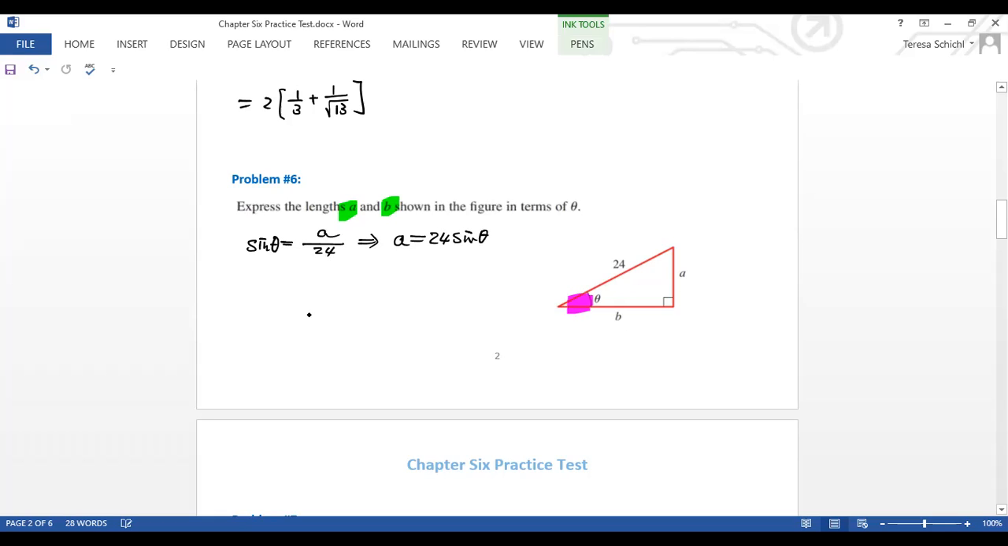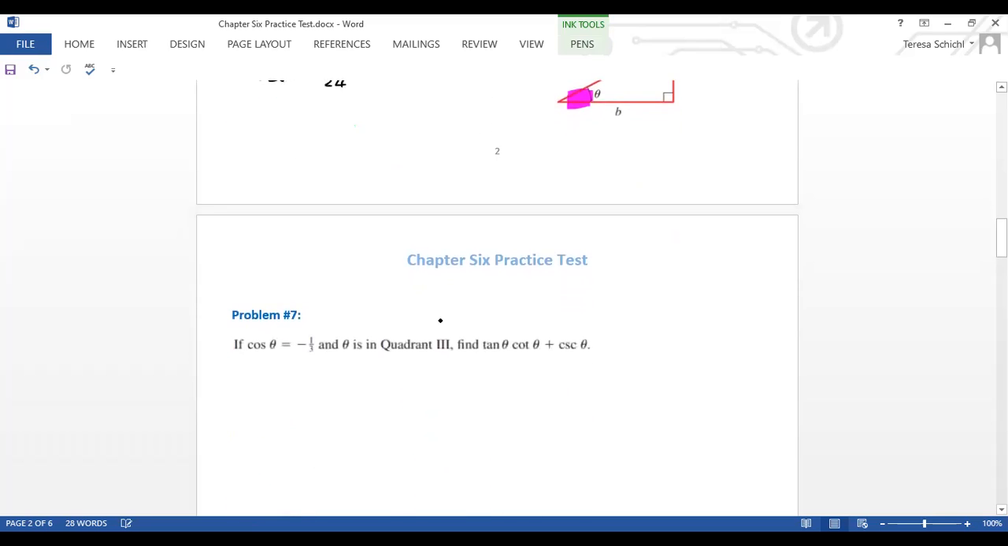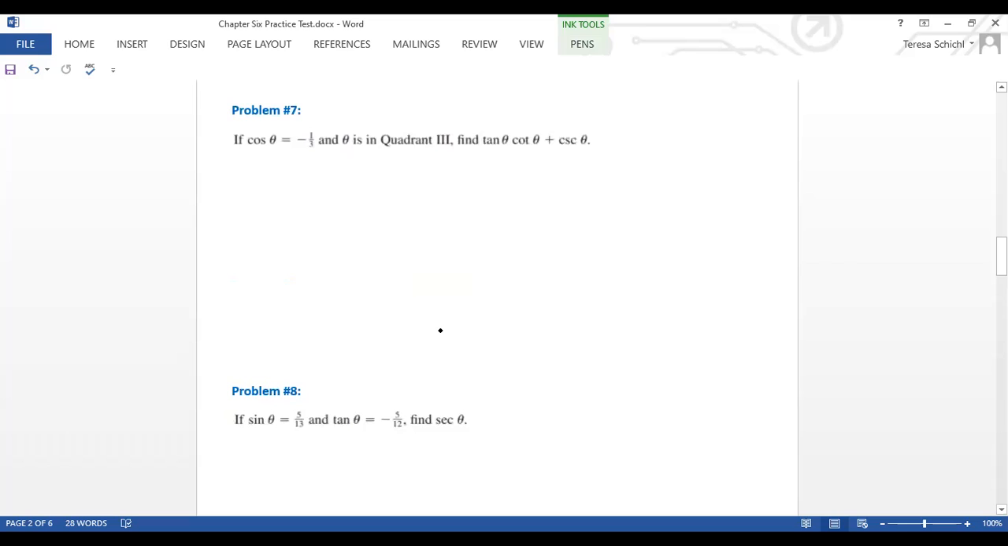For B, B is adjacent, so you do the same thing. You say cosine theta is equal to B over 24, right? That's pretty easy. So B is equal to 24 cosine theta. It's pretty straightforward. Now let's take a look at problem number 7.